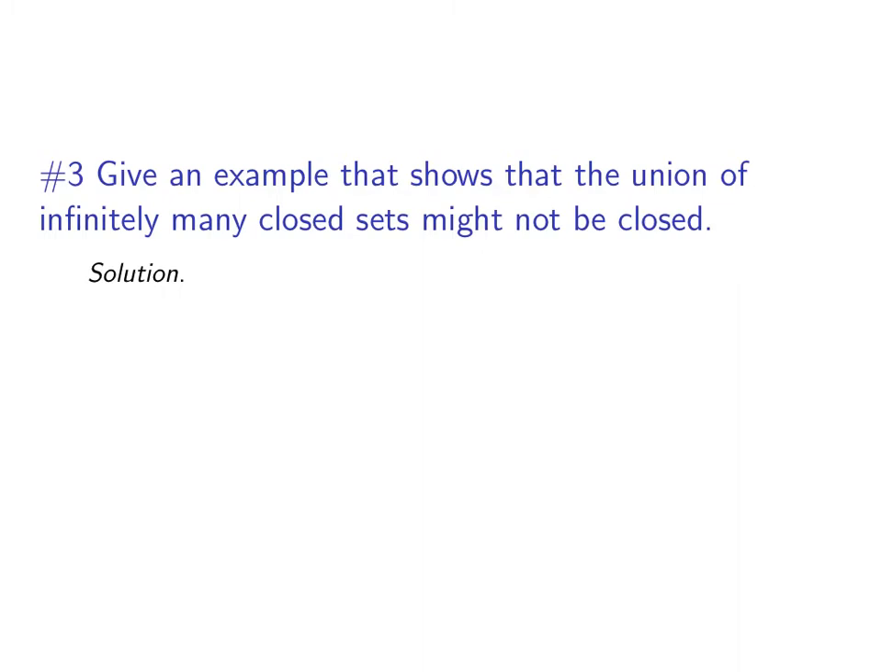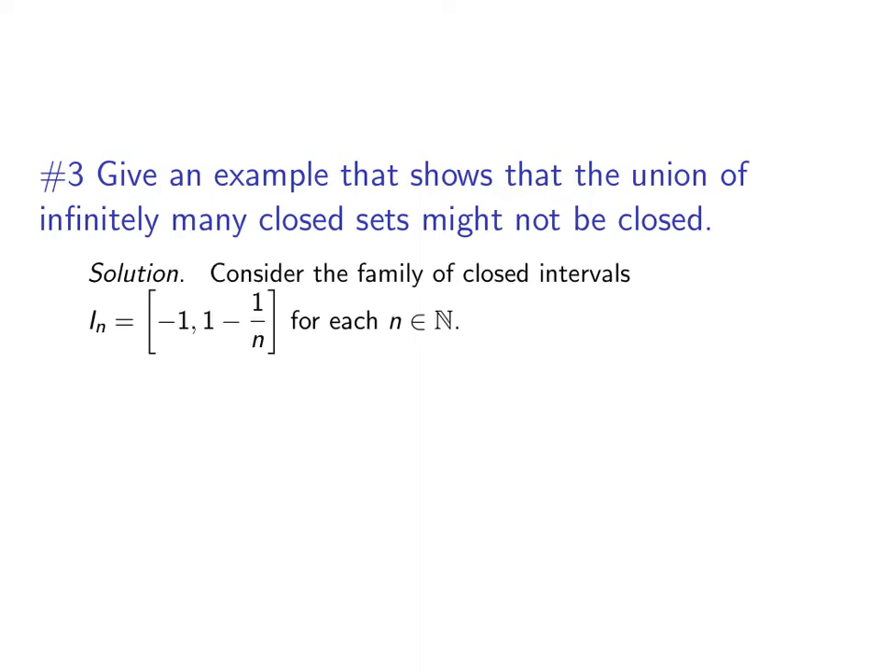This one, I think, was the hardest one for people to write down. I really didn't even understand what a lot of you were writing. Infinitely many closed sets whose union might not be closed, and so your example has to be infinitely many closed sets. For example, here's a bunch of closed intervals.